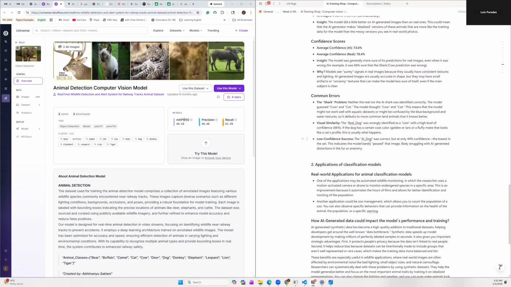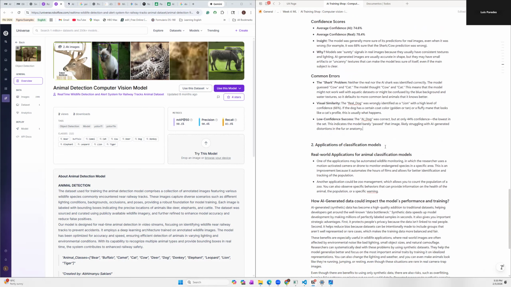The low confidence success: well, the AI dog was correct, but only with 44% confidence. So this indicates the model barely passed that image. Even though the model recognized that it was a dog, it exceeds a 66% of doubt about that model. So what does it mean? The model lacks training in this type of dog.